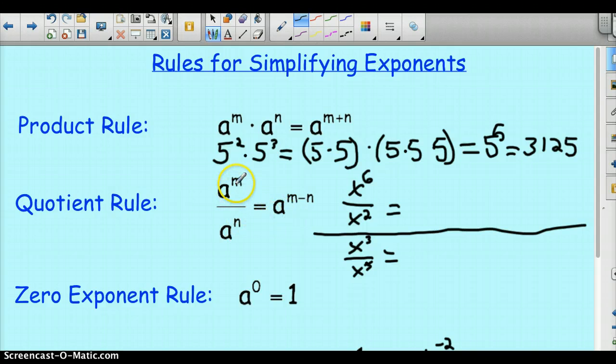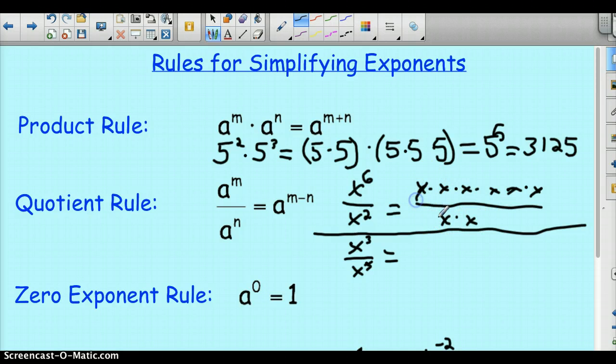Let's go to quotient. Quotient is division. Anytime you are dividing, it says subtract. I want you to think about this like weight, though. Trust me, it works a lot better. Kids get confused here. Let's say we had x to the 6th divided by x to the 2nd. X to the 6 is 6 x's being multiplied together. X squared is 2 x's being multiplied together. So what happens whenever you have the same thing on the top and bottom in a fraction is they cancel.